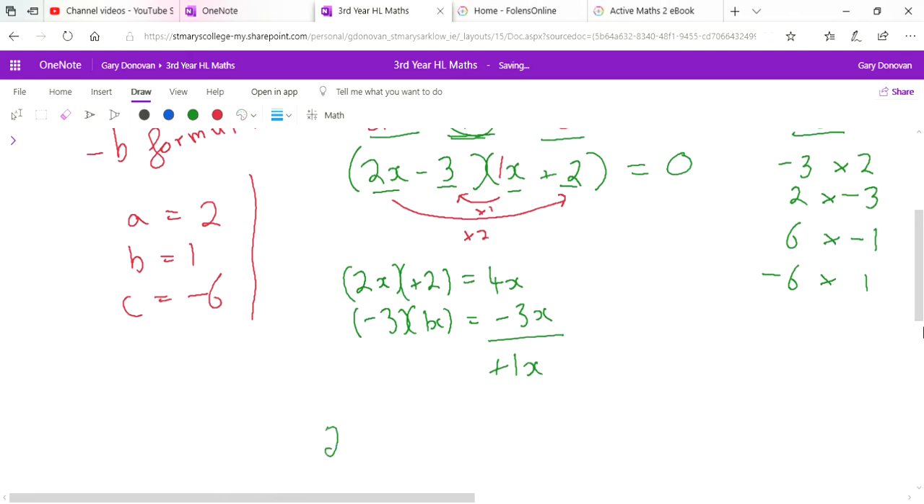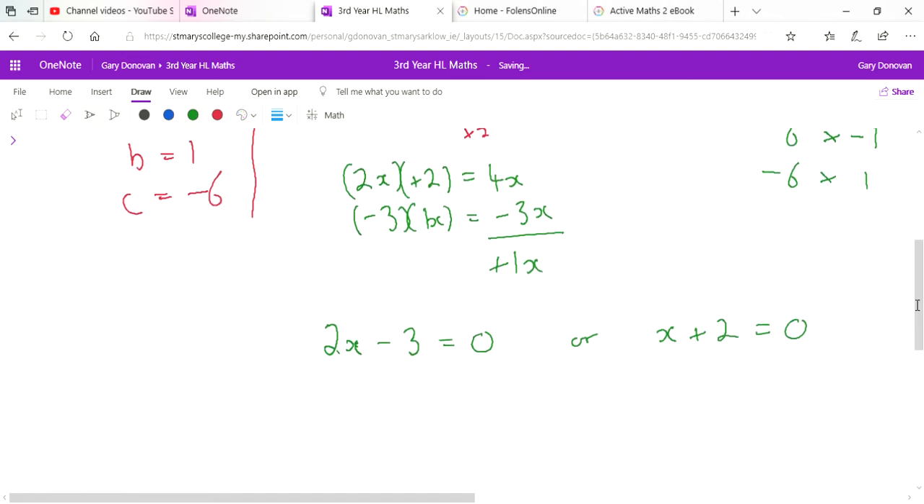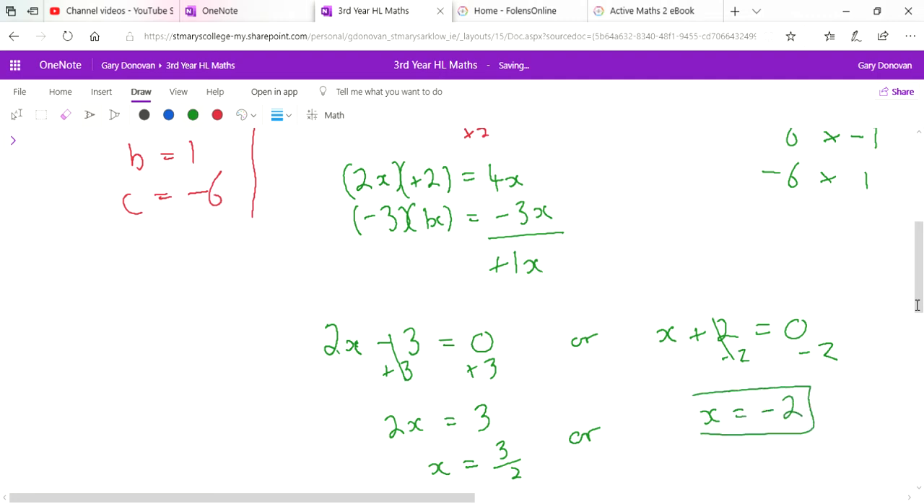So remember, the question isn't finished until we get an answer for x, because we've been asked to solve it, and if they say solve, they want an answer for x. So we have 2x minus 3 equals 0, which is our first factor, or x plus 2 equals 0, which is our second factor. So add 3 to both sides. 2x equals 3, x equals 3 over 2, or take away 2 from both sides, x equals minus 2. So there are your two answers.